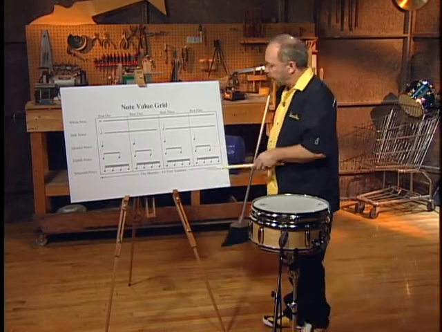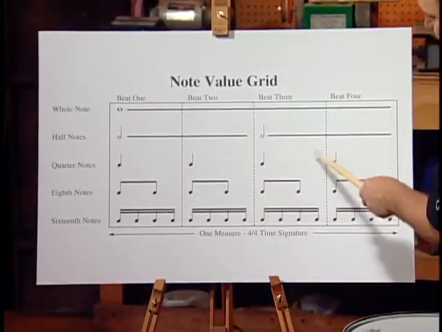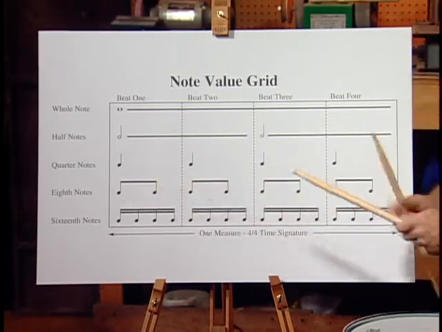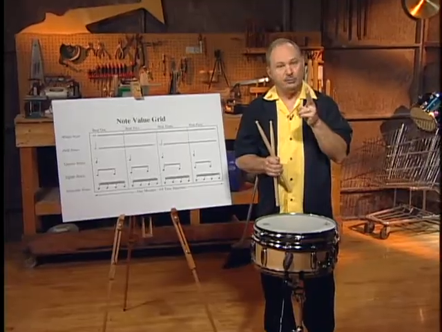And we've got our little grid over here. You can see here are quarter notes. And under each quarter note, there are 2 eighth notes. So for every quarter note, you have 2 eighth notes.